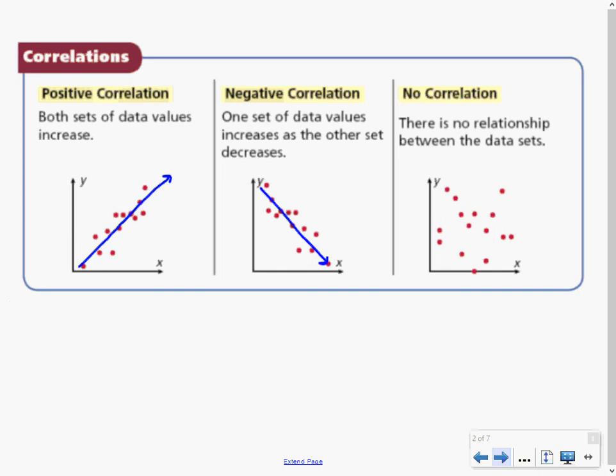Now, the one thing I do want to point out is that positive does not mean good, and negative does not mean bad. We're talking about slopes here. You kind of think about it that way. This line has a positive slope. This line has a negative slope. So don't think good or bad. We're talking about the direction that the points are moving in.